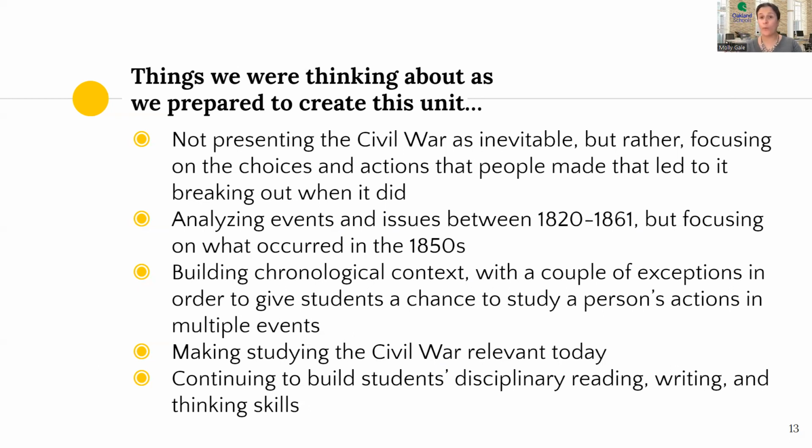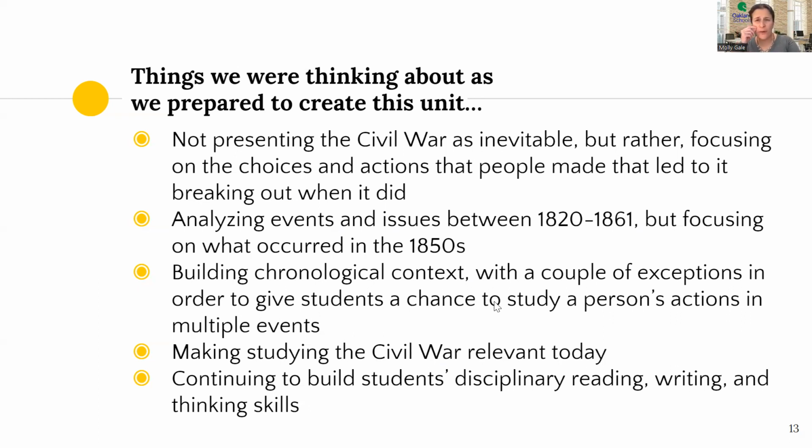It broke out when it did for particular reasons, and kids have a chance to look at that. We give kids a chance to analyze events and issues between 1820 and 1861 in depth, but they really focus on the 1850s. We are also giving kids a chance to build some more chronological context. There are a couple of exceptions in the unit, which we'll talk about in a little bit, where students study a person's actions over the course of multiple events. Those events are out of chronology, but that's a case study, giving kids a chance to dig deeply into one person's actions.